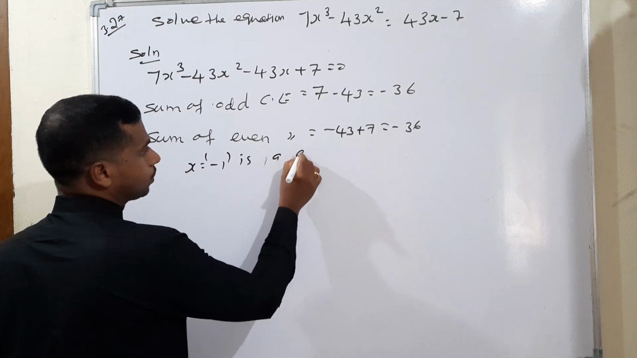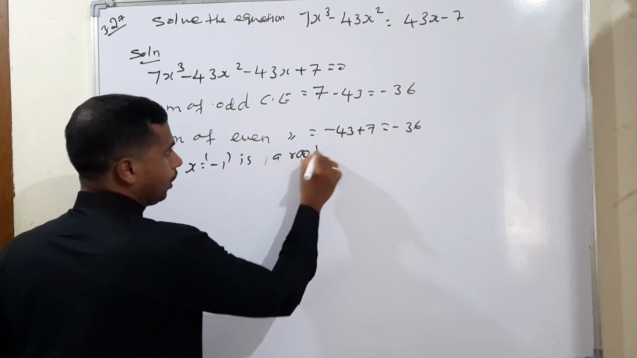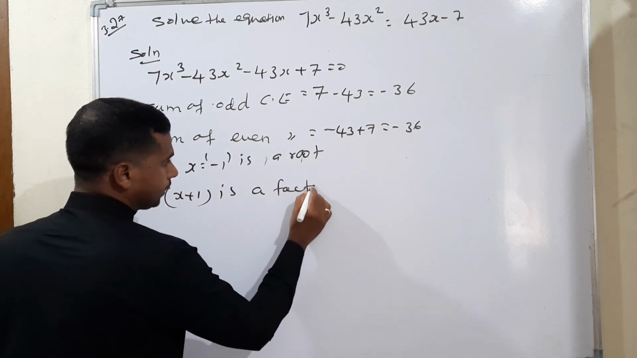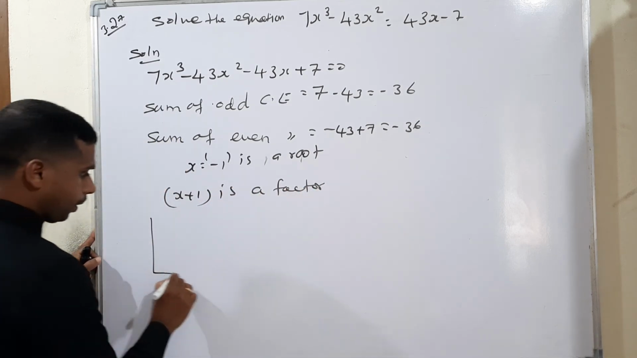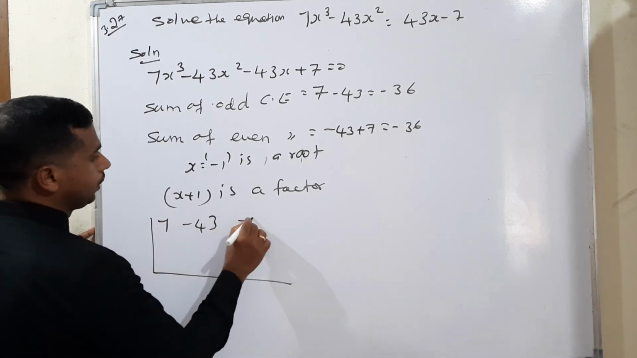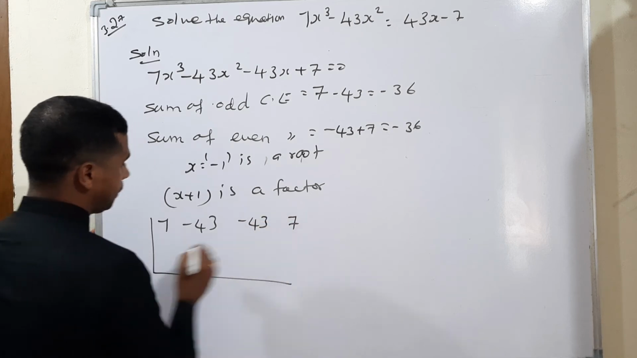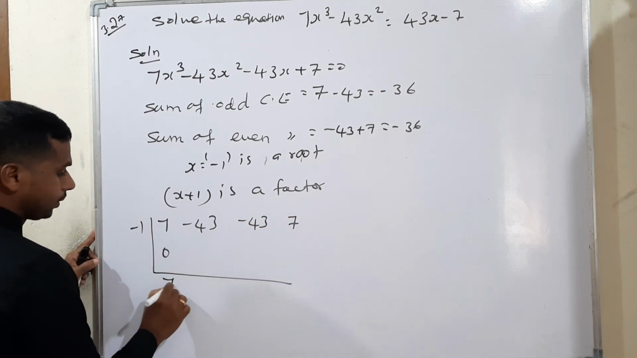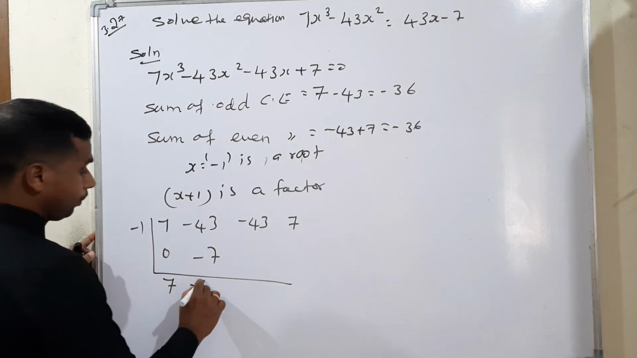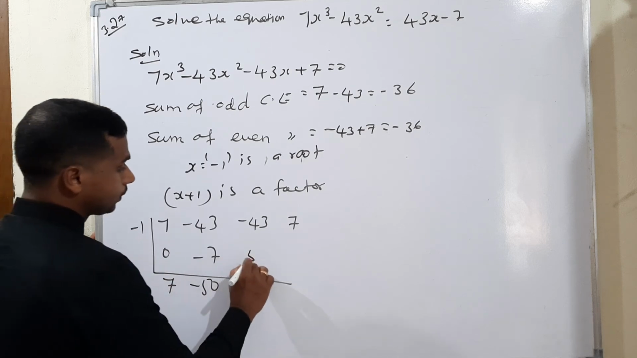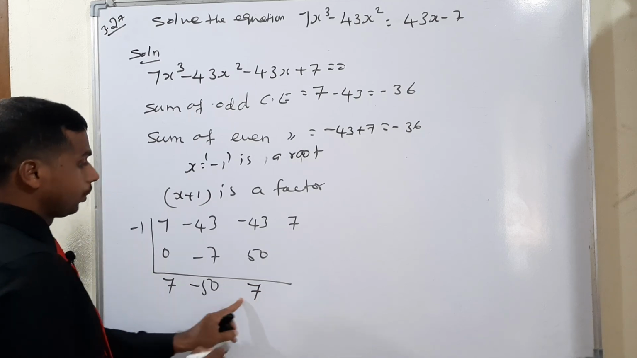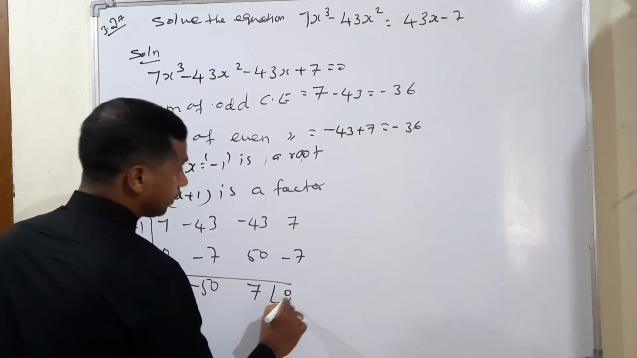So x is equal to minus 1 is a root, which means definitely x plus 1 is a factor. Now if you apply synthetic division: 7, minus 43, minus 43, positive 7. So minus 1. 7 plus 0 is equal to 7, minus 1 into 7 is equal to minus 7. Minus 43 minus 7 means minus 50. Again minus 1 into minus 50 means positive 50. Minus 43 plus 50 is equal to positive 7. Minus 1 into 7 is equal to minus 7. So the answer we have is 0.